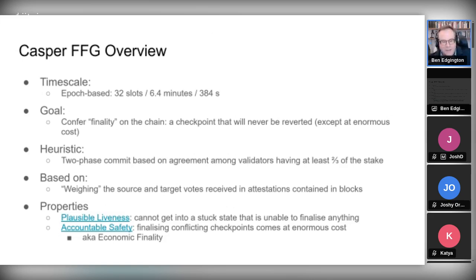classical consistency. But if more than 1/3, you can never know if less than or more than 1/3 of your stake is adversarial or not. But even in the case of more than 1/3 being adversarial, it has this accountable safety. Finalizing conflicting checkpoints comes at enormous cost. So we call this economic finality. So those are the properties of Casper FFG, and we layer them on top of LMD Ghost.